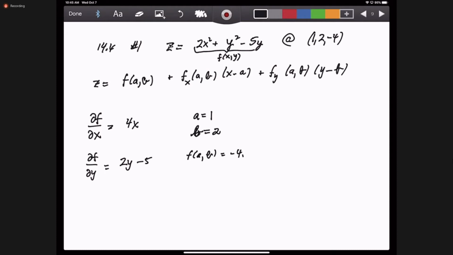If I plug in x equals 1, y equals 2, the first term, 2x squared, goes to 2. Y squared is 2 squared, that would be 4. So 2 plus 4 is 6. And then we want to subtract 5y, so subtract 10. So 2 plus 4 is 6, minus 10 is -4. That point really does lie on our surface.